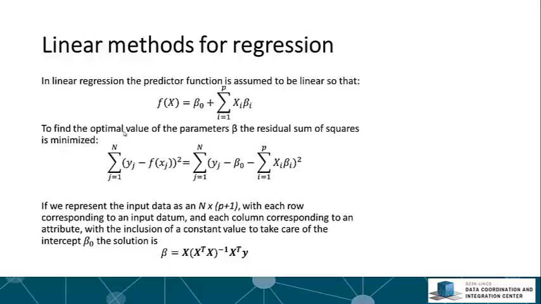Now the way we do this, in terms of our general formulation of regression, is to minimize the loss function. The loss function that we'll use is the sum of squares, which means that we take each output datum and find the difference between that value and the prediction of that value, and then we square it, and then we add up the sum over all of our input data.